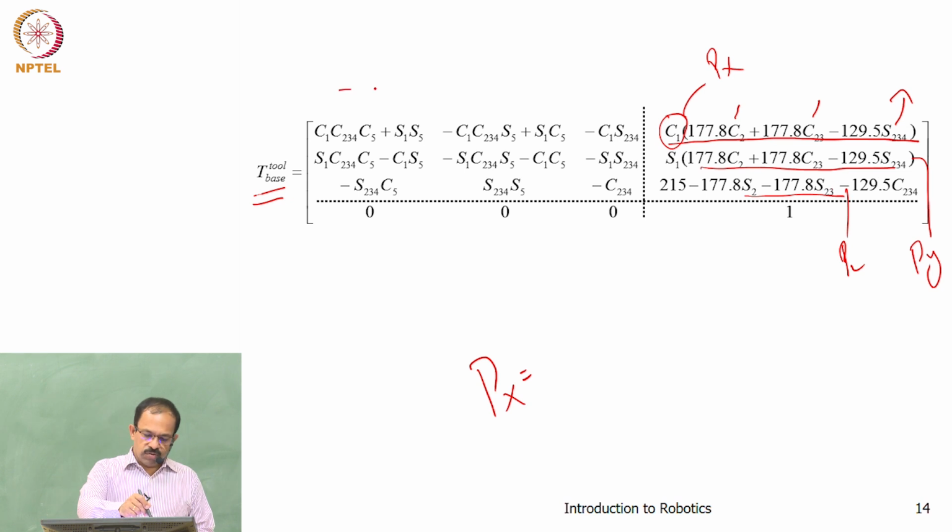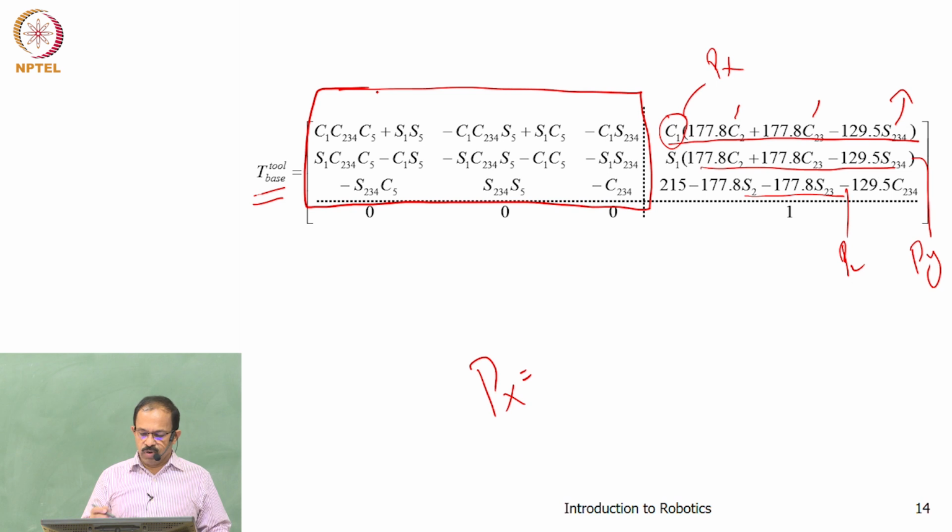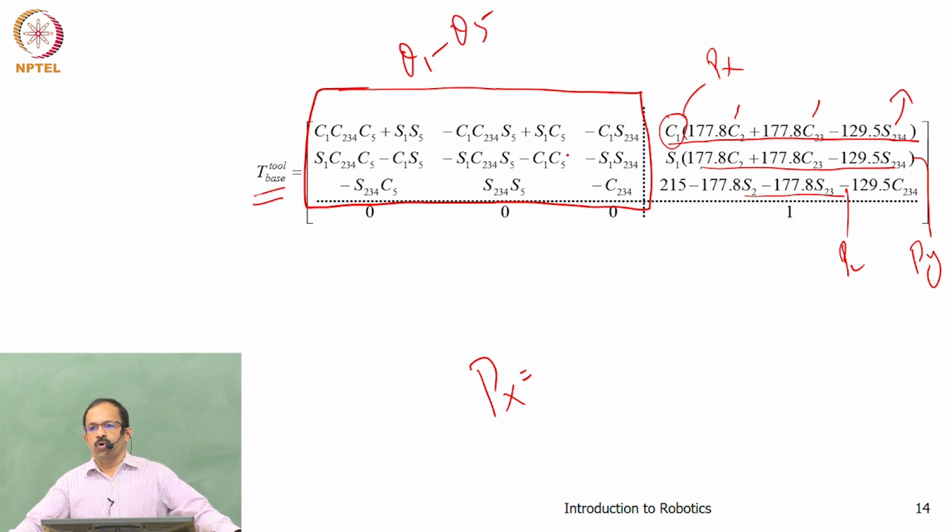Then this is the orientation of the tool frame with respect to the base. And here you will see it changes with respect to all the joint angles, theta 1 to theta 5. It's a function of theta 1 to theta 5. So any change in any one of the joint angles will change the orientation of the tool with respect to the base frame.